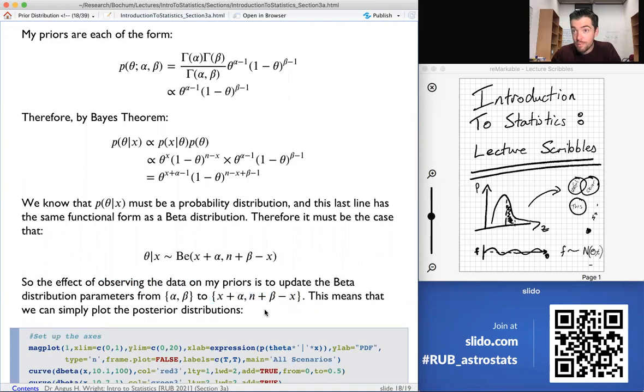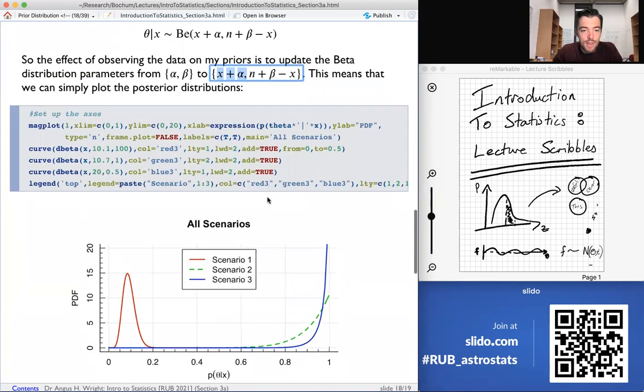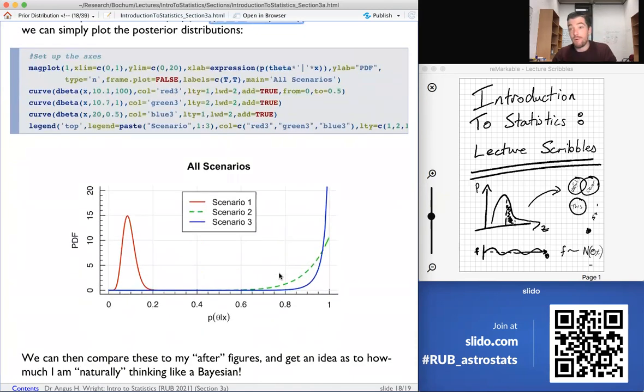I can just plot the posterior analytically, and I can look at it and say, how does it look? And so I'm going to do that. I'm going to take these different values and sub them in given my priors and my likelihood and my observations, x equals 10, n equals 10, with alpha and beta coming from each of my different priors. And what I end up with are these posterior probability distributions.